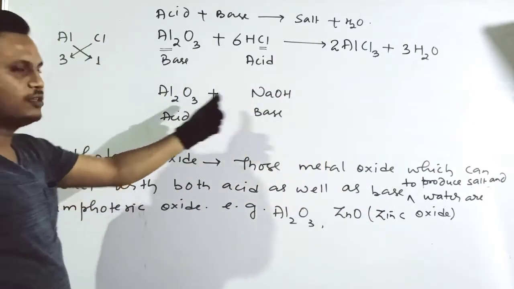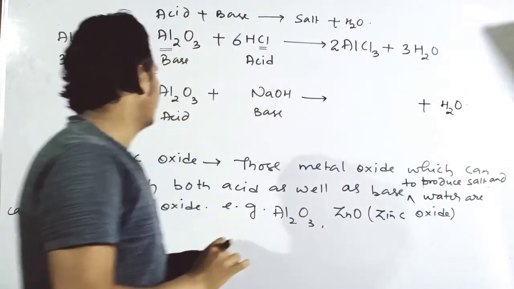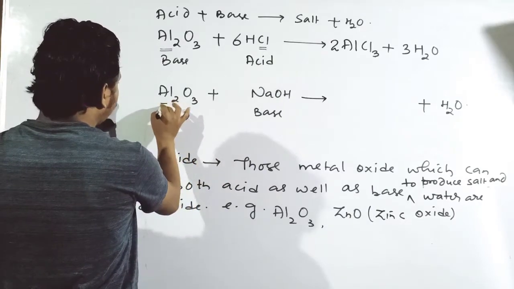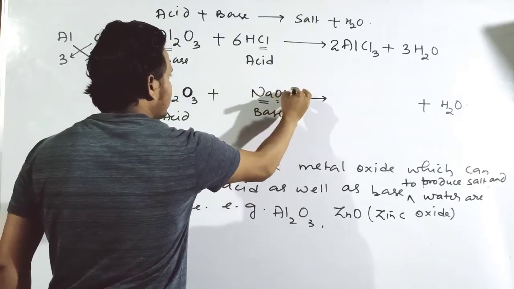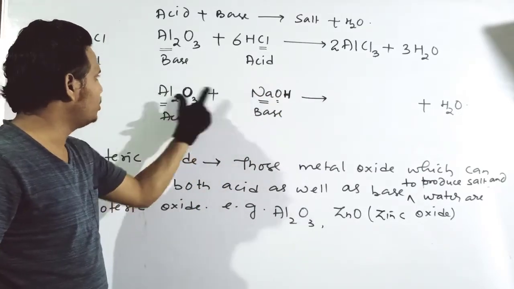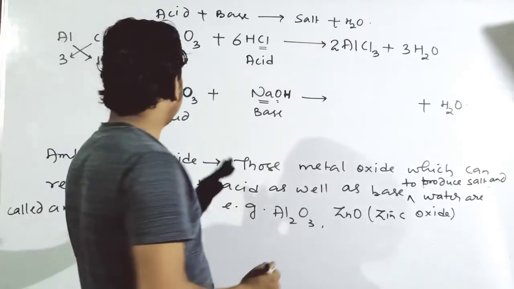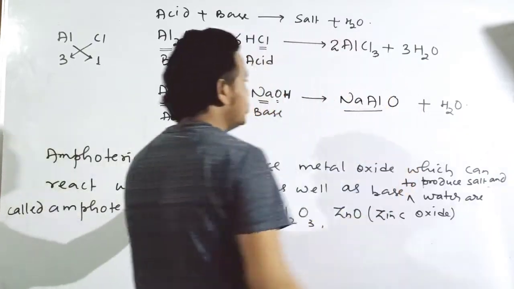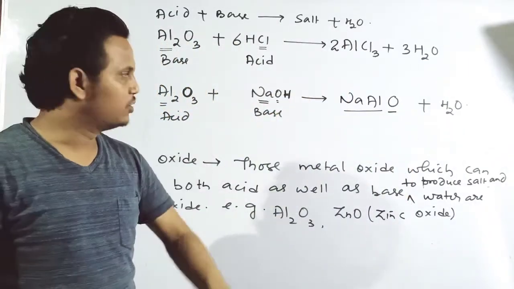Now the next reaction is this one. So salt and water will be formed. That is our product. Now what will be the salt? The salt will be formed from aluminium, sodium and oxygen. Hydrogen and oxygen will give us water. Sodium and aluminium are both metals, and oxygen is a non-metal. Metal and non-metal give you salt. So salt and water.